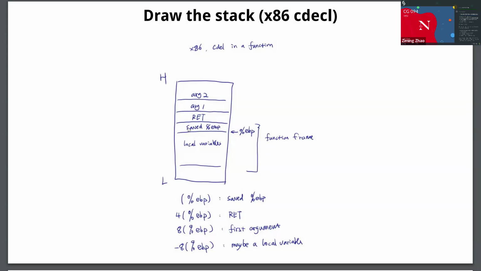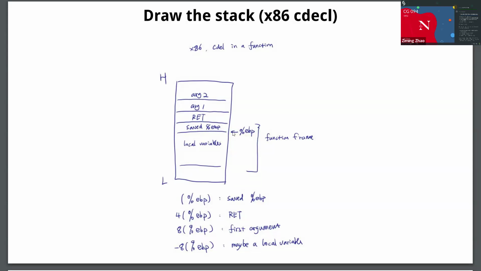Then lower than that, we have the saved EBP. Which instruction put that there? The push EBP instruction put it there. Then after that, we have the move of ESP to EBP, which means EBP will point to the saved EBP. Make sense? Then the ESP may be changed. So the base address here is whatever EBP points to.